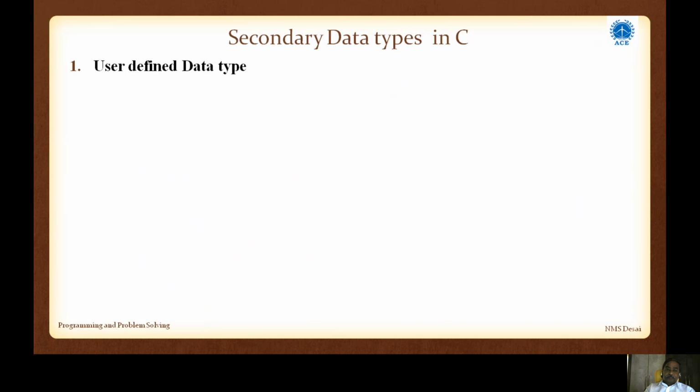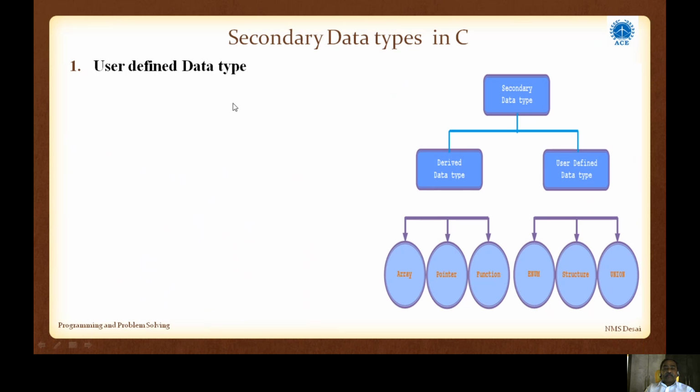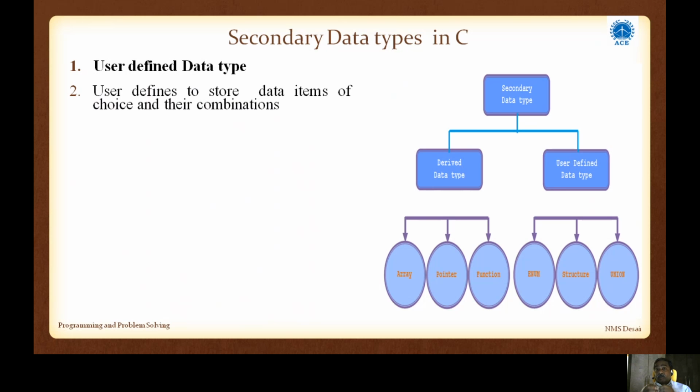User defined data type. Again, same diagram. So user defines to store data items of choice and their combinations. So what type of data is stored in user defined data types is not homogeneous or same type of data. It could be a combination also. User wants it. For example, I want to store a composite information pertaining to a student with a roll number, name, father's name, mobile, email ID. You see that each of them are different. Each of them belong to different data types and derived data types. Name is an array of character. Roll number is an array of alphanumeric characters.